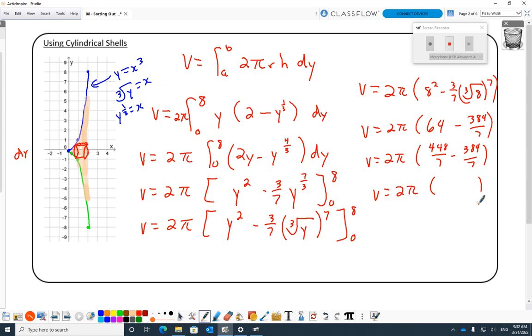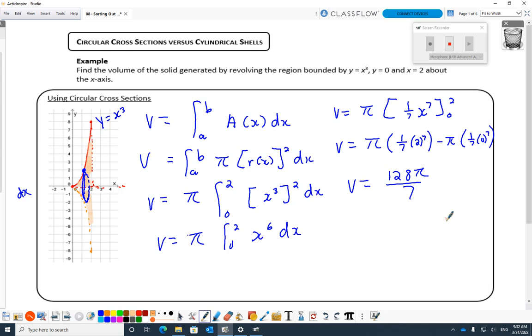You wouldn't. You'd get your calculator to help you all the way. Even a simple calculator would help you to do 7 times 64. Even if you're only allowed a really simple calculator in an exam, you could still manage your way through this. 448 minus 384 is 64, over 7. And I get 128 pi over 7. My old brain still can't remember whether that's the same as I got in the previous one. Is it? Well, that's good.